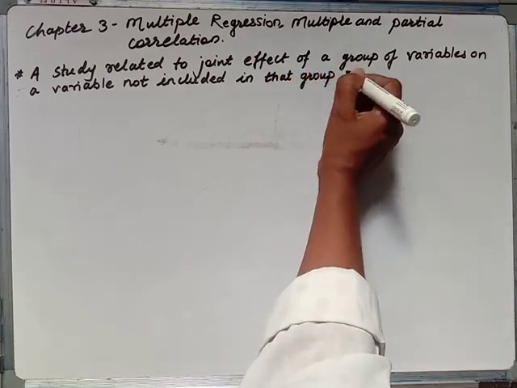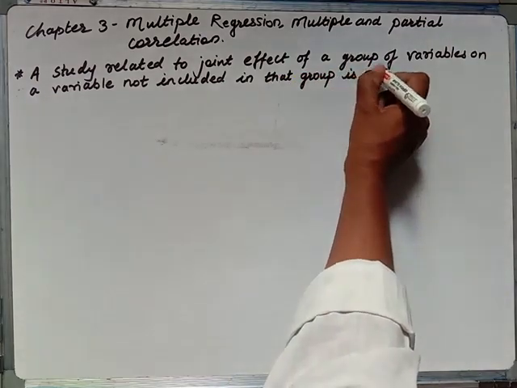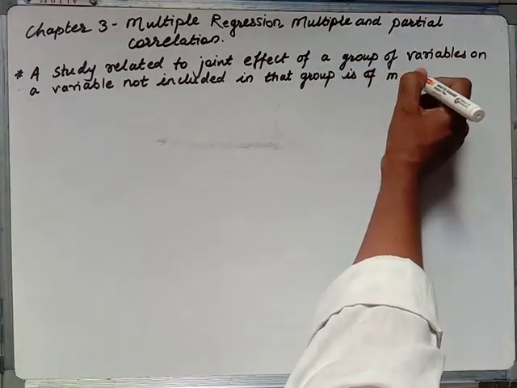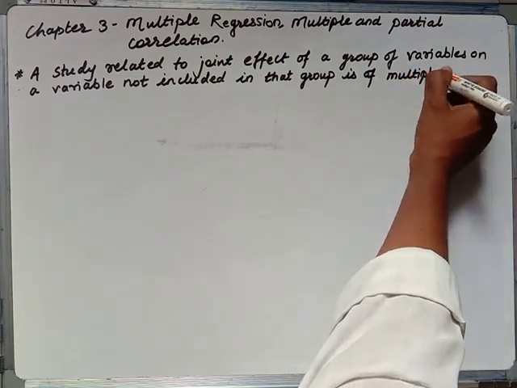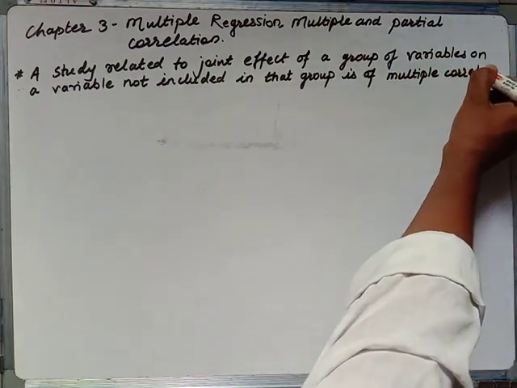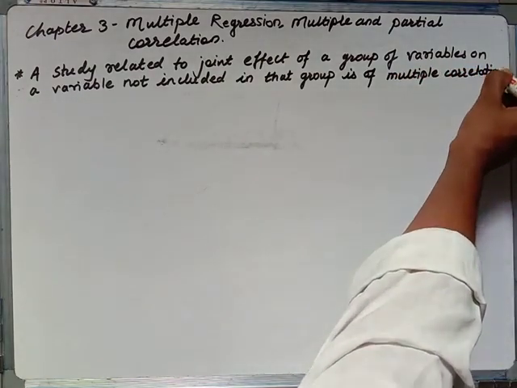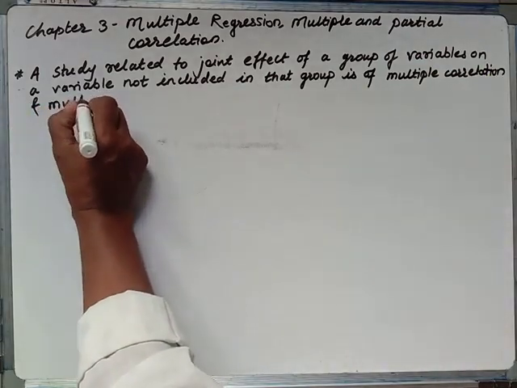A study of the joint effect of a group of variables on a variable not included in that group is one of multiple correlation and multiple regression.